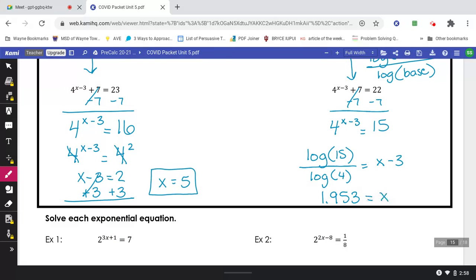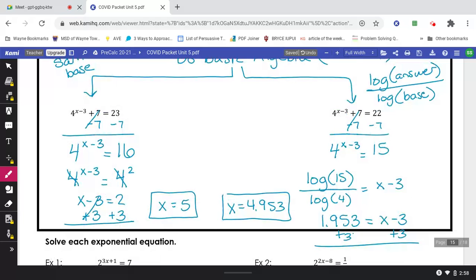And then you have the rest of the equation to still solve. So go ahead and just add 3 to both sides to get a final answer, 4.953. So just done a little bit differently. If you can make them the same base, go ahead and do that. If you can't, then you're forced to type it into your calculator.